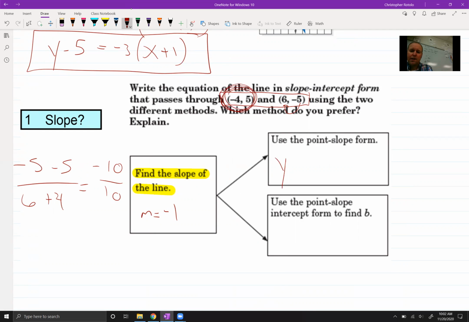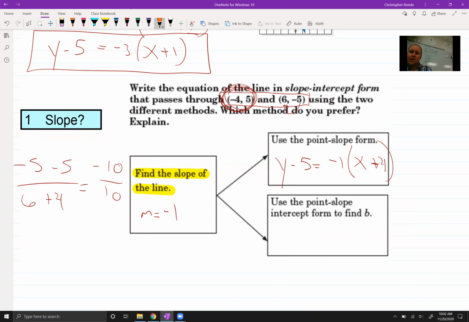So I have y minus 5. The slope was negative 1. And I have x minus negative 4. We're not going to do that. Right? This is plus 4. Okay, so now what I want to do is get this into slope-intercept form so I can find out what the b value is.